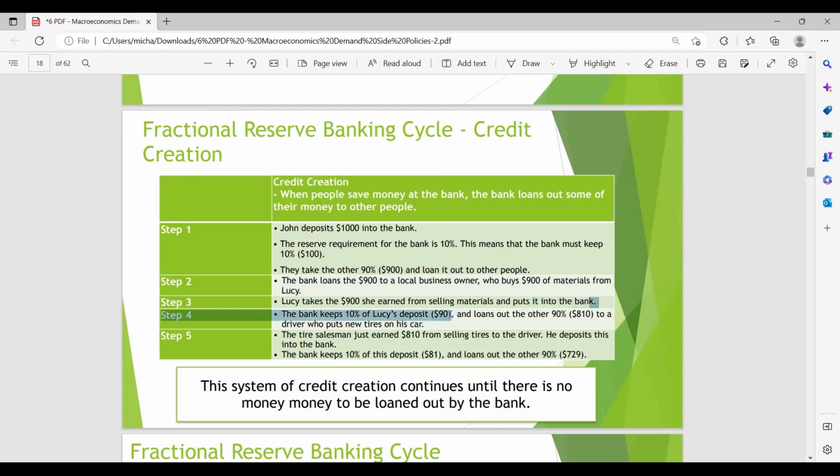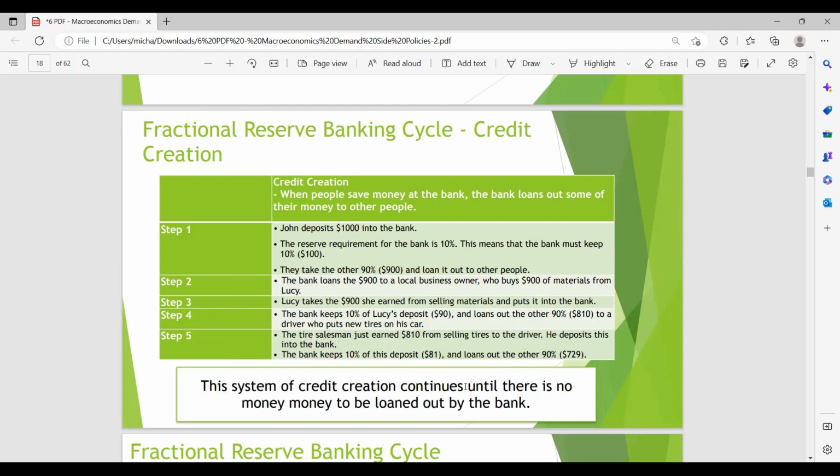Then that local business owner deposits that money into the bank, and the bank keeps $90 of that $900 and loans out the other $810 to a driver. And then the $810 was earned by another person by selling tires, and is deposited in the bank. The bank keeps $81 and loans out the other $729. This keeps going until there's no money left to be loaned out by the bank. So the bank just keeps loaning out money over and over.